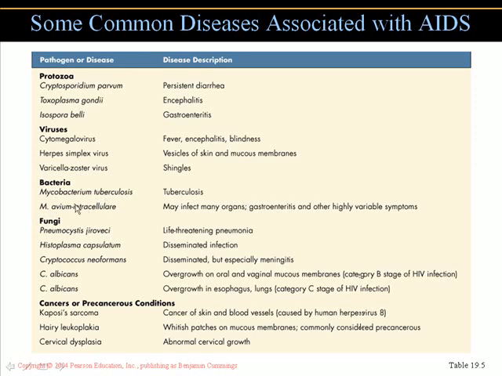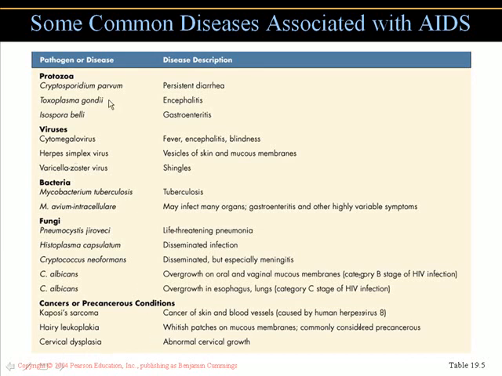Mycobacterium tuberculosis, you're already familiar with. A form of mycobacterium called avium intracellulare may also be seen in patients with AIDS. Fungal infections include pneumocystis, which we talked about earlier. Pneumocystis carinii pneumonia, a type of pneumonia related to pneumocystis, can certainly be life-threatening. Histoplasma capsulatum, Cryptococcus, and Candida infections can also be seen as fungal infections in HIV disease. And cancerous or precancerous conditions such as Kaposi sarcoma, hairy leukoplakia, and cervical dysplasia can also be seen.